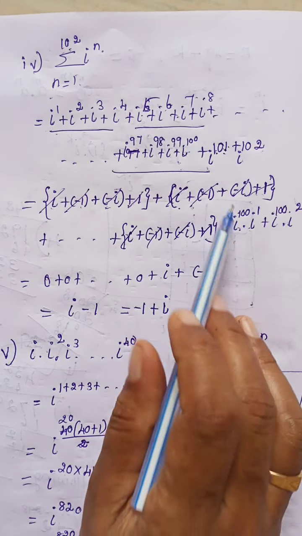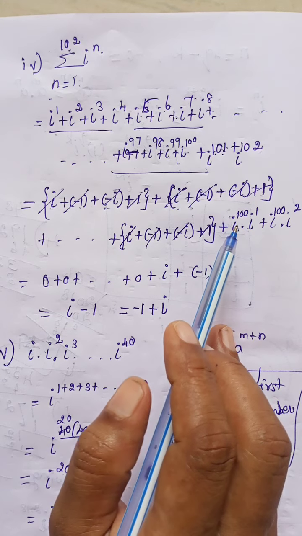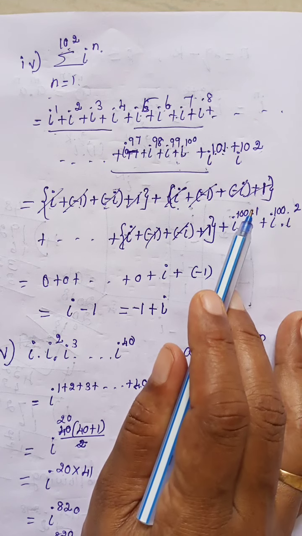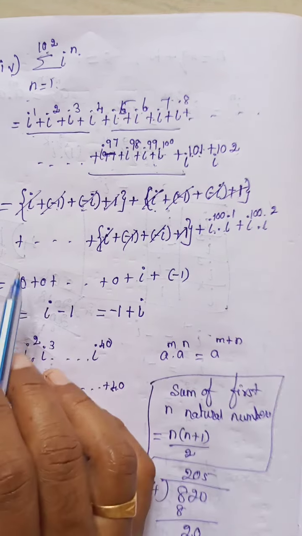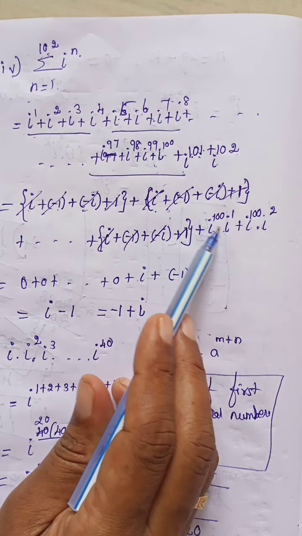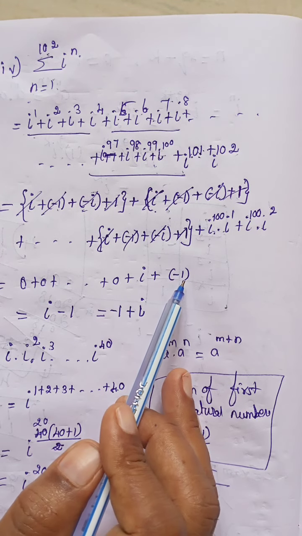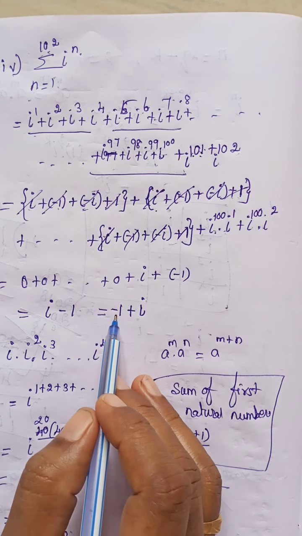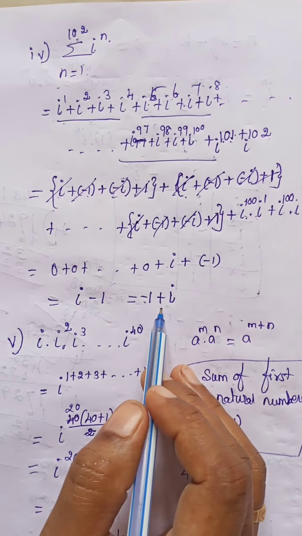Isn't it clear? So these two we have to split. 2 terms are left out. So 100 is divisible by 4. So I have written i^100 into i^1, and for 102, i^100 into i^2. So all these answers will be 0, 0, 0. i^100 is 1. i^1 is i. Here i square the value is minus 1. So we have got i minus 1, or that we can write as minus 1 plus i. Is that clear?